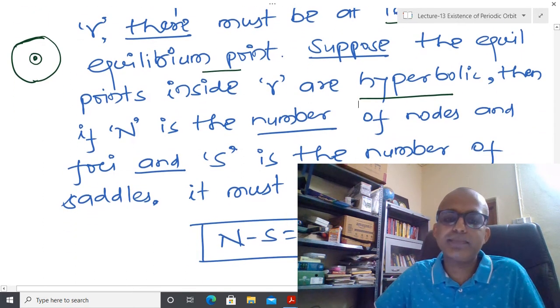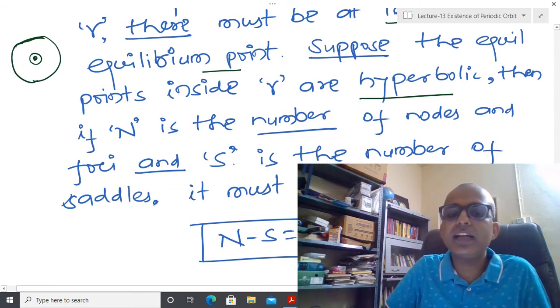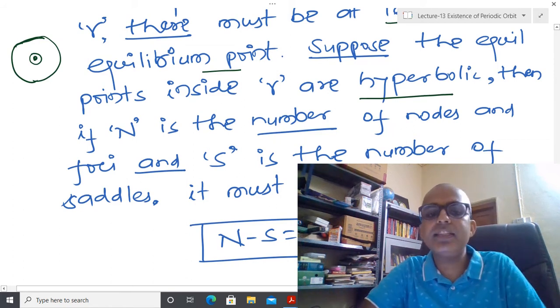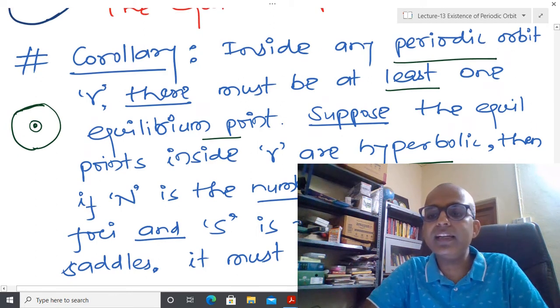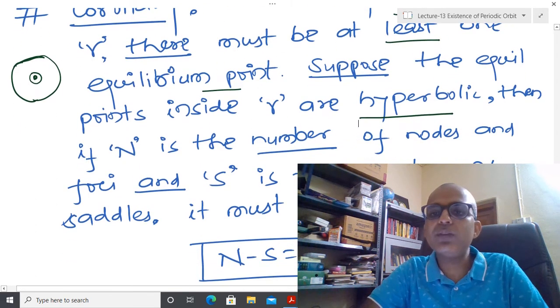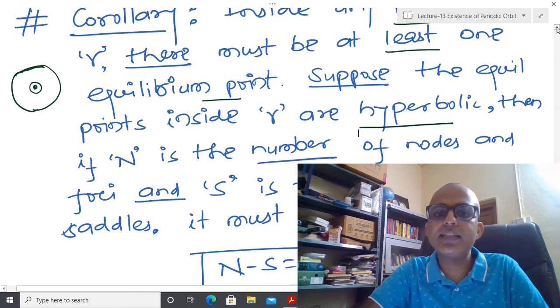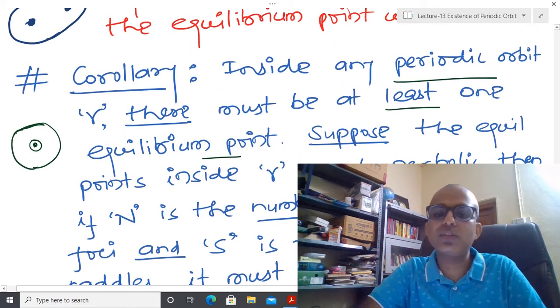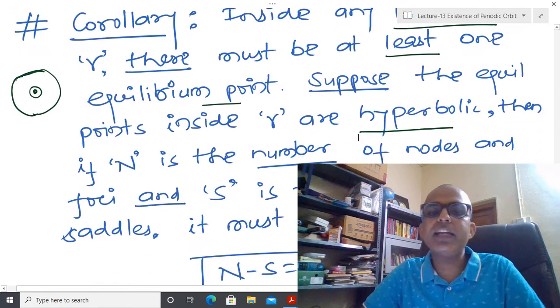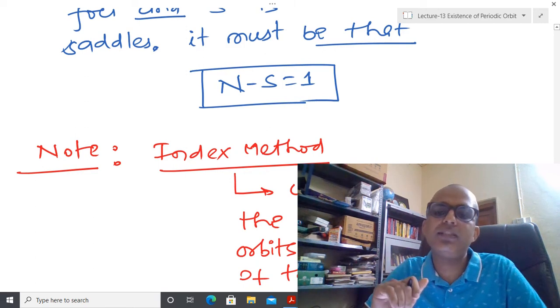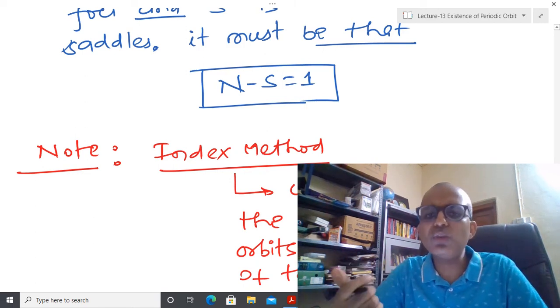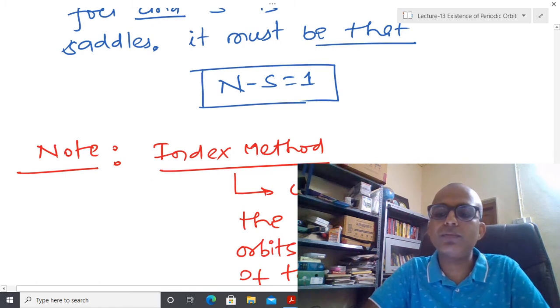This condition means that inside the region, if there are n nodes and s saddle points, and this relation n minus s equals 1 holds, then only can I say that there may exist a periodic orbit. If this condition is not satisfied, then I can say that there is no periodic orbit. So what we have to do is look at the region, calculate n and s, and then see the difference. If that difference is not 1, then you are able to rule out the possibility of a periodic orbit.